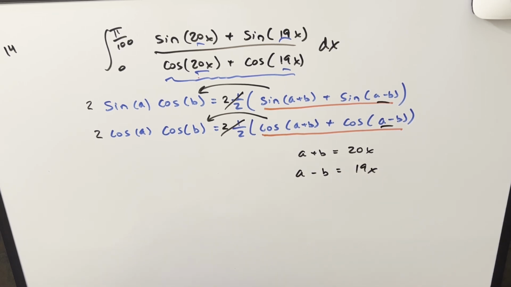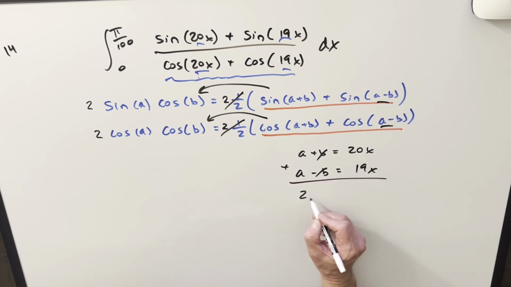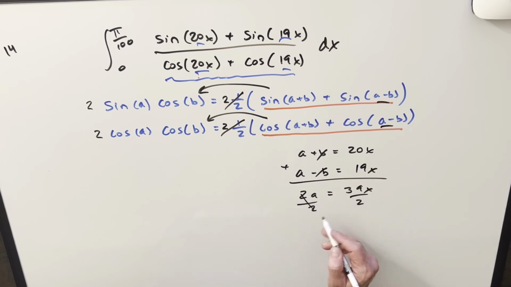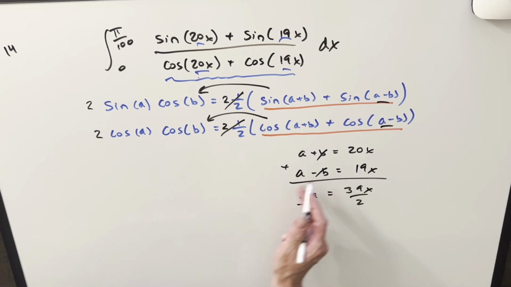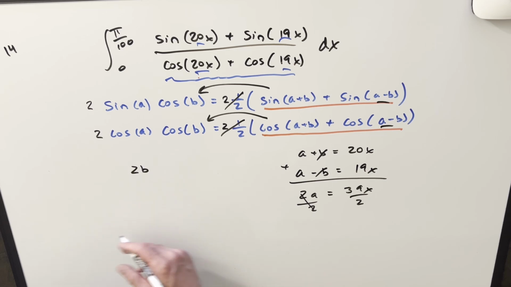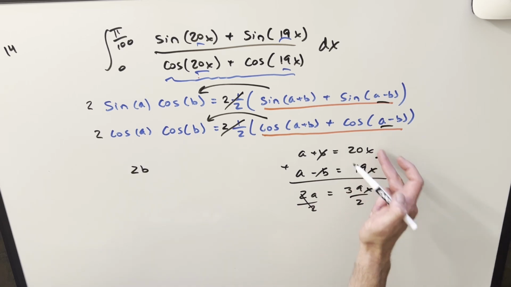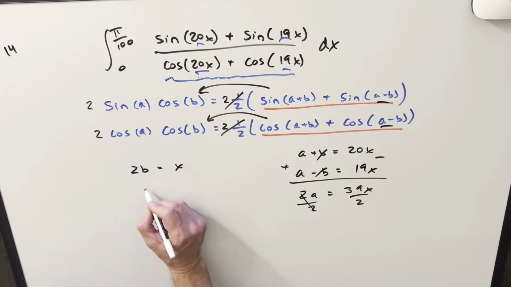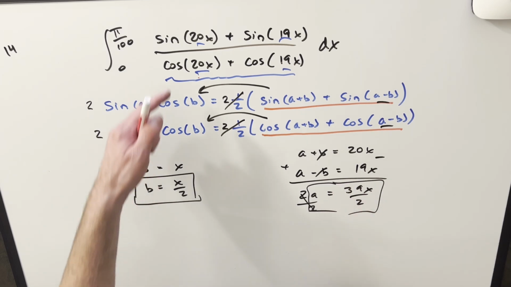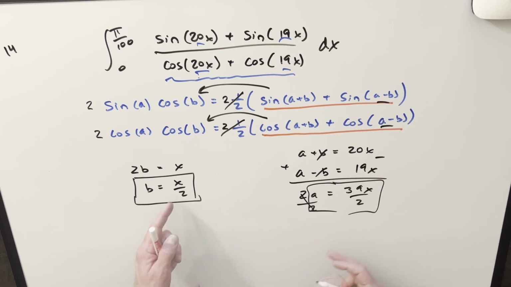Two equations, two unknowns. One convenient way is to add these two together, so the b's cancel. We end up with 2a equals 39x. Divide by 2, and we get our a value, 39x over 2. Doing it the other way, if you subtract these two equations, the a's cancel and you get 2b. 20x minus 19x is just x, so our b value is x over 2. Using these a and b values, you add them together and get 40x over 2, which is our 20x. You subtract them and get 38x over 2, which is our 19x.